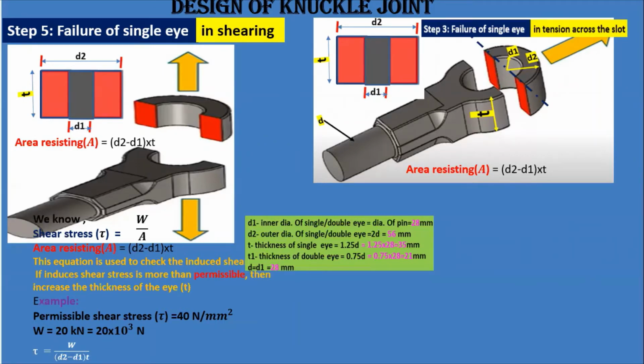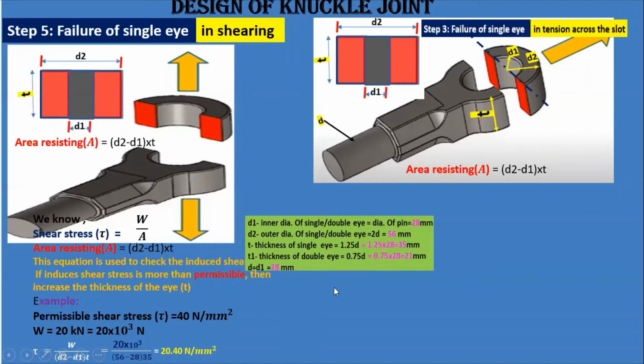So students, D2 and D1 we have already calculated, and we directly substitute the values there. So 20 into 10 raised to the power 3, which is the load W. D2 is 56. We know that 2 into D, 2 into 28, will be 56 minus 28.